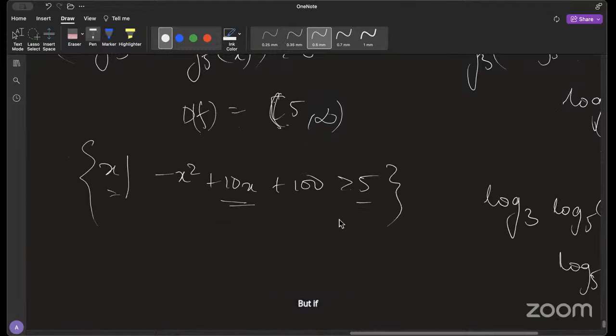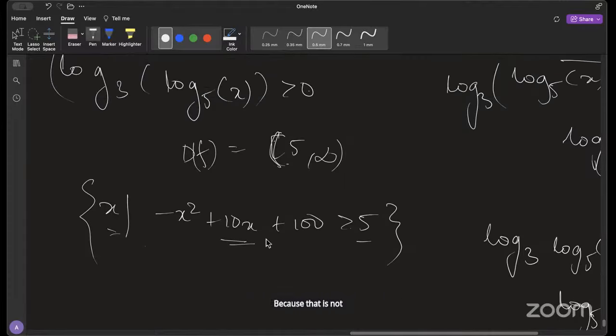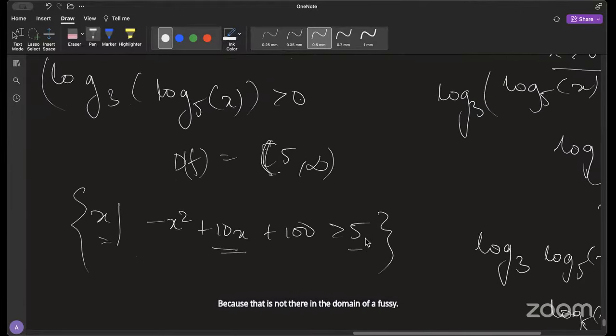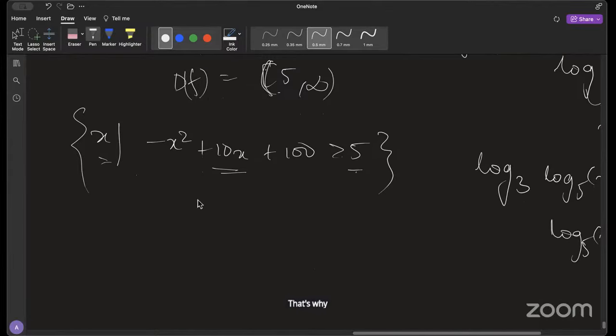But if we are putting the x value as 5, then only we are getting the answer as 0. But we can't put the value as 5, right? Because that is not there in the domain of FOG. No, 5 is in the domain of FOG. But it's not in the domain of F. Okay. That's why I said this.